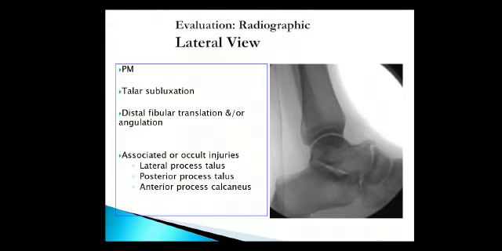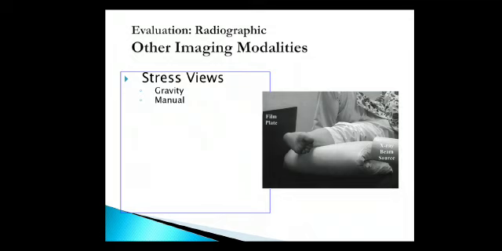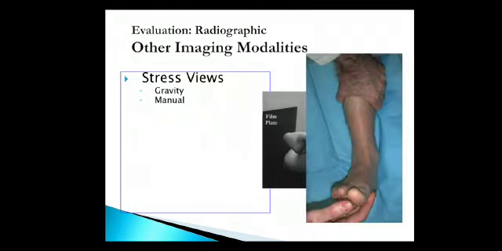Okay, in the lateral view, we have to basically focus on the posterior malleolus, the talar subluxation, the distal fibular translation, and associated lateral process of talus, any talus or calcaneal fracture. Another imaging modality is the gravity stress view. With the patient lying supine, you hold the distal end of the leg and push the foot laterally. If there is a disruption of the intraosseous membrane, there will be an increase in the distance between the tibia and fibula.